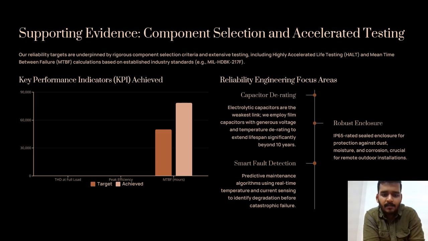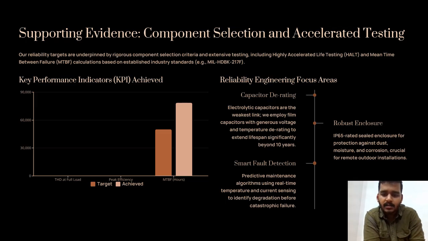Here we can see the IGBT and MOSFET graphs. The achieved indicators are total harmonic distortion at full load, peak efficiency, and hours together. It can be 217F, the components used here being MOSFET and IGBT. The electrolytic capacitors are weak links, so they are replaced with film capacitors, with voltage and temperature derating giving a lifespan beyond 10 years.